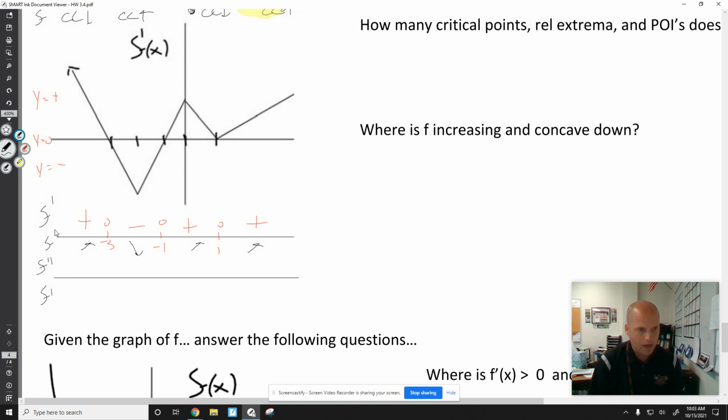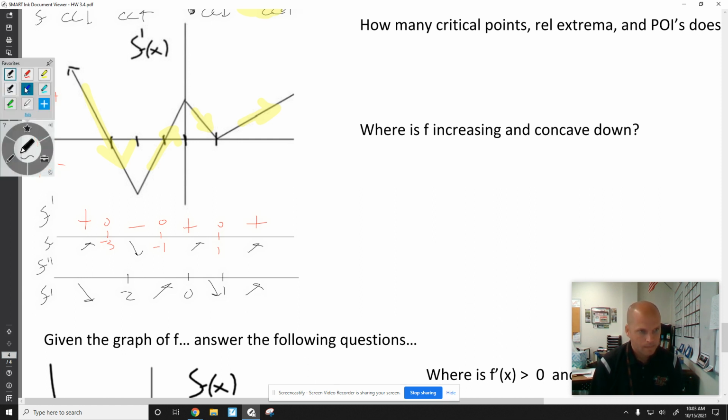Start with F prime. Going down, going up, going down, going up. Let's just start with that. Going down until -2. Put that in the right spot. Going up until 0. Going down until 1. Put that in the right spot. Going up after that. If you looked at slopes, negative slopes until -2. Positive slopes, negative slopes, positive slopes. So yeah, that checks out.